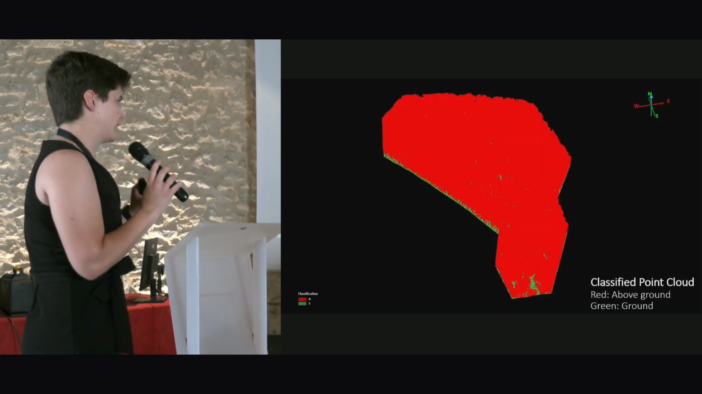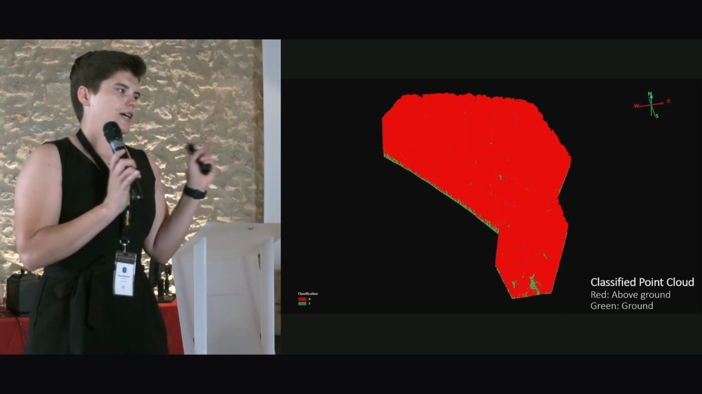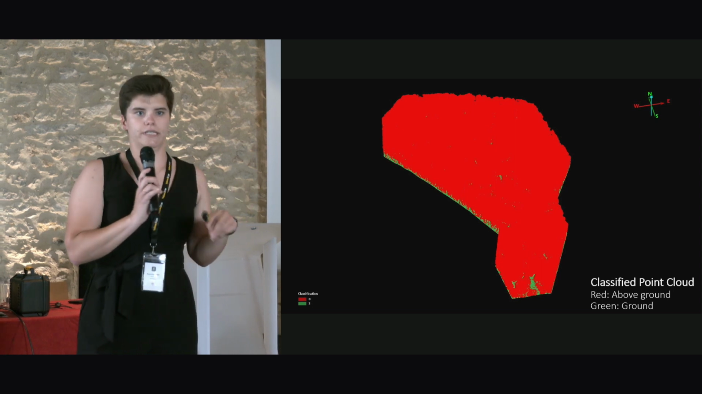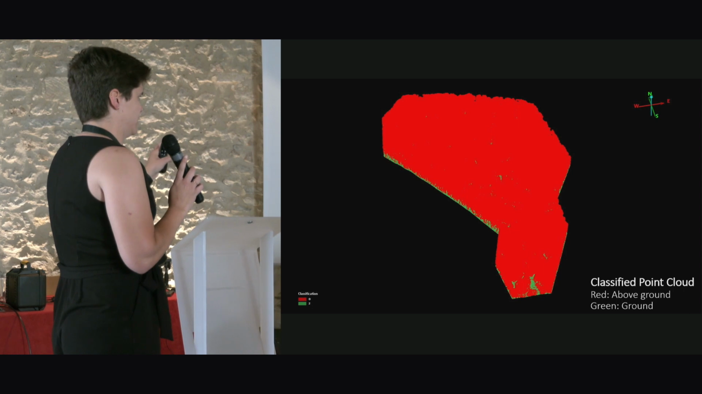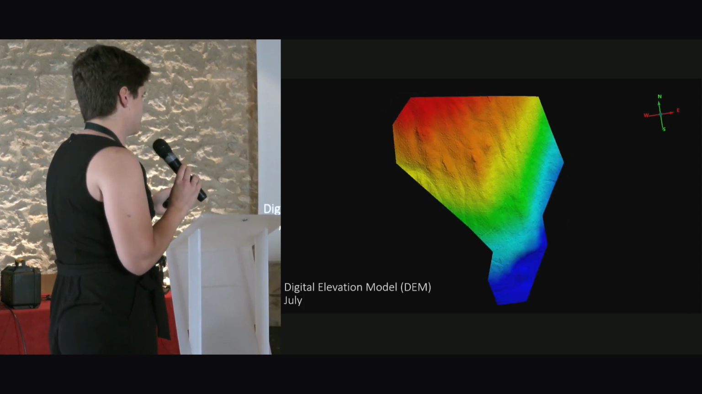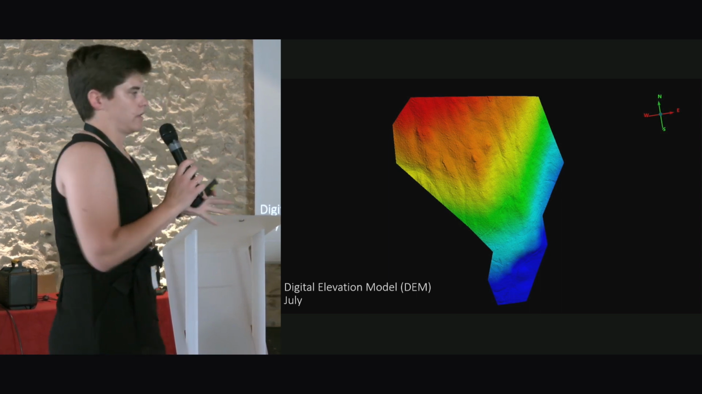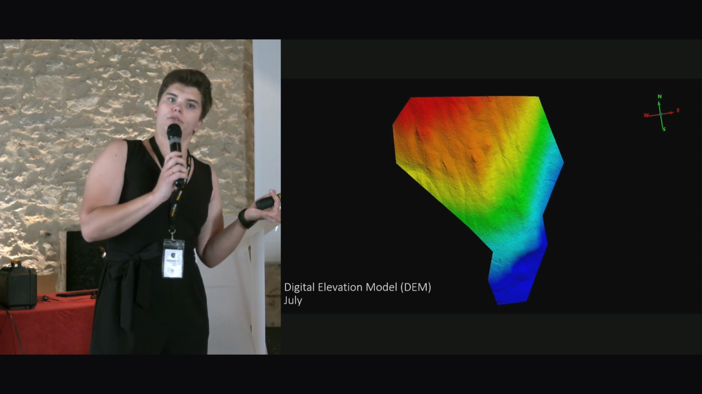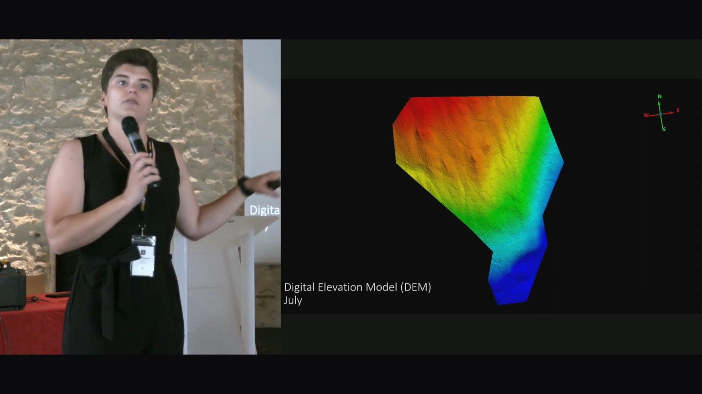So this is our classified point cloud. Red is above ground points. That's everything from bushes to trees, all of that. And then ground is in green. This is our digital elevation model from July. And this is not super pertinent to looking at tree canopy cover because it's just the ground.